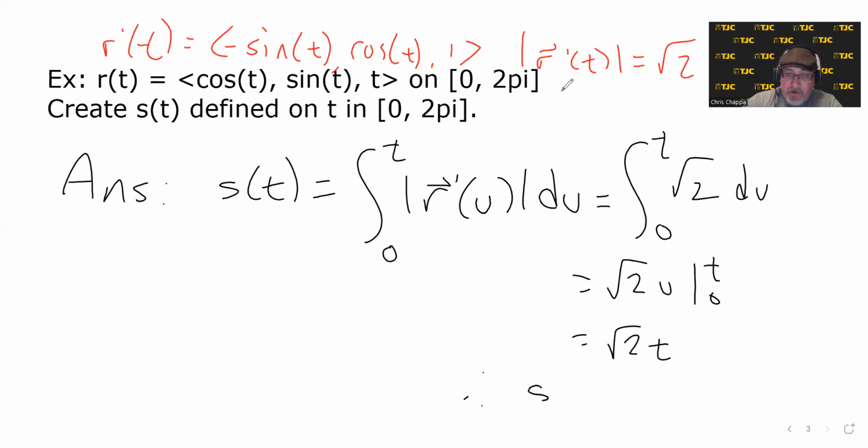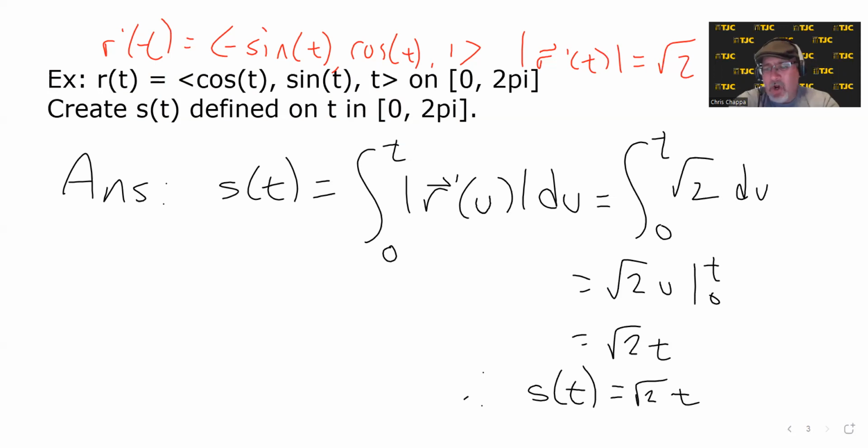Therefore, if you want to tell me how far I've traveled along this curve at any moment in time, all I have to do is take that time and multiply by the square root of 2. Now, it's not always that simplistic, but, you know, the first example usually has to be pretty straightforward. Actually, it is that simplistic.